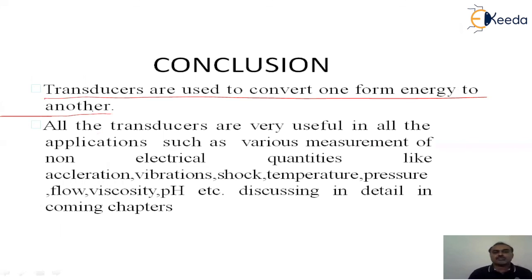All these transducers are used in the second chapter in various applications like measurement of acceleration. That is the reason I told you here. These transducers are used in various applications: measurement of acceleration, vibrations, shocks, temperature, pressure, flow, viscosity, and measurement of pH. So we are using different types of transducers in different applications in measuring different quantities. With that, we have completed session 2 of the introduction part.